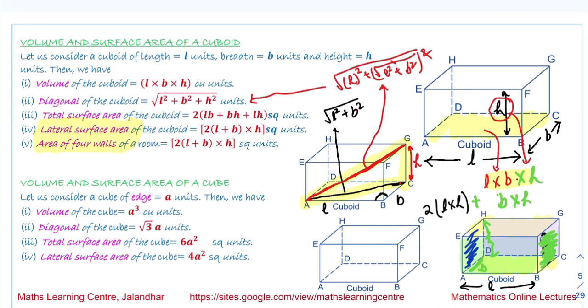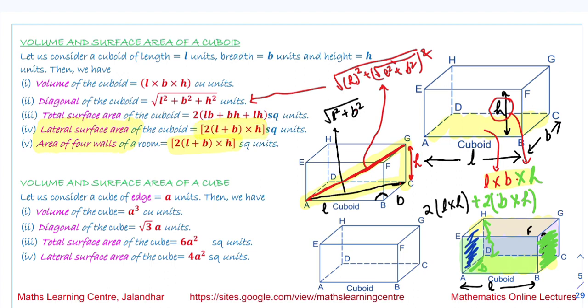Similarly, the area of this portion, oh sorry, this point is F over here. So we are talking about BCGF. Its area is also B into H. So this becomes 2 times B into H. If we take 2H common, we are left with 2 times L plus B into H. This is the area of the 4 walls, and this is also called the lateral surface area.